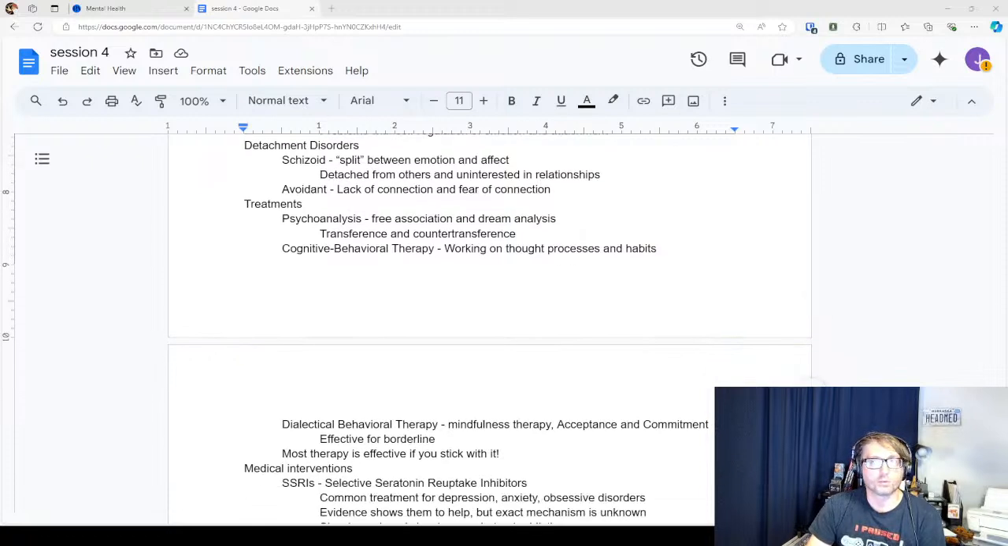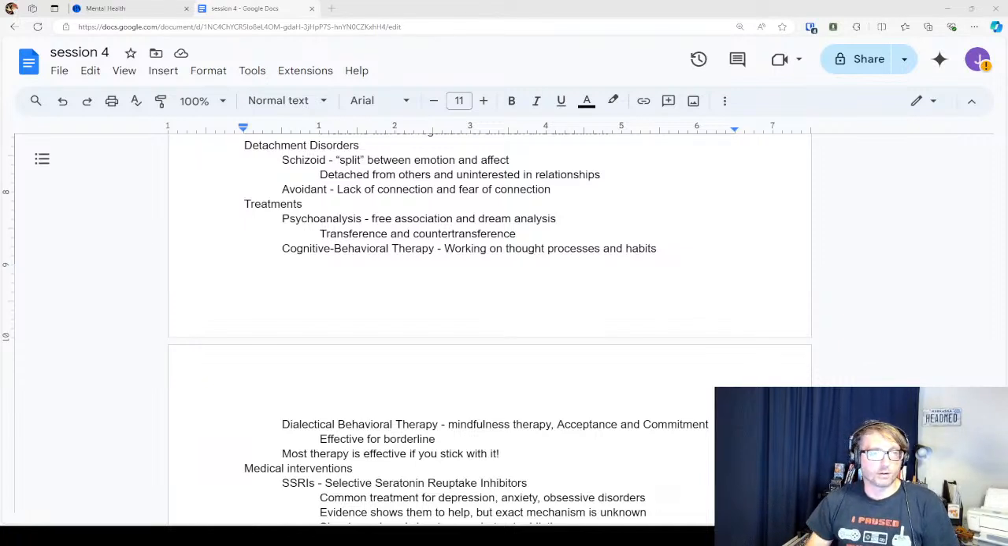So we have our treatments. One of the older treatments that's not really used anymore is psychoanalysis with free association and dream analysis, things like that, trying to work through the worldview. And then they have transference and countertransference, which is allowing the person's anger to be directed at you, the therapist, in order to unpack the thought process. And then you have your countertransference, which is you using your feelings toward the person you're analyzing as a way to understand them.